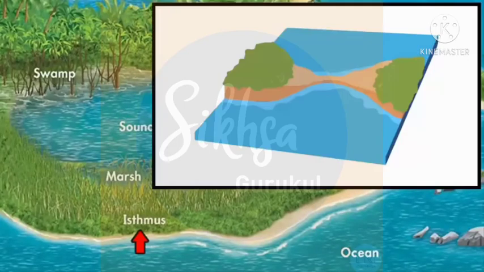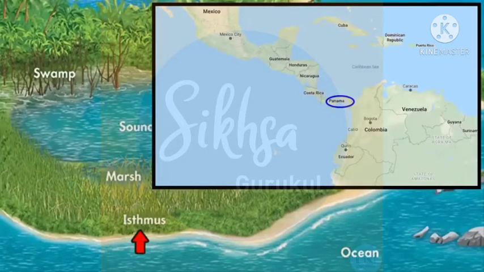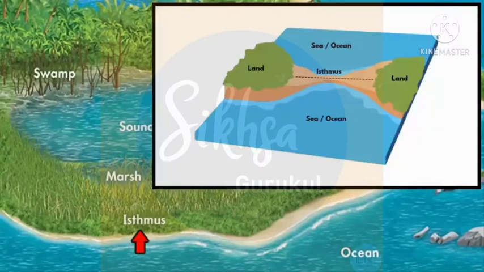The next one is isthmus. It is a narrow strip of land with sea on either side, forming a link between 2 larger areas of land. One of the most famous examples of the isthmus landform is the Isthmus of Panama. The Panama Isthmus is a narrow strip of land that connects Costa Rica and Colombia. Essentially, the Isthmus of Panama connects North and South America. It is in between the Caribbean Sea and the Pacific Ocean.